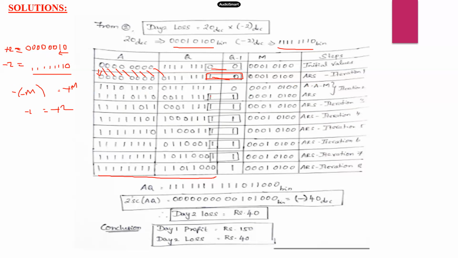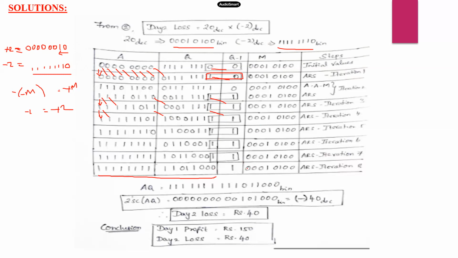Then again you take the two adjacent bits 1, 1. 1, 1 means no addition or subtraction is required. You only shift right, and the MSB will be retained here. Then 1 will be shifted likewise, so you shift all the bits. Again 1, 1, no addition or subtraction is required, only an arithmetic shift right, with the MSB retained. Likewise, you check all the remaining iterations.